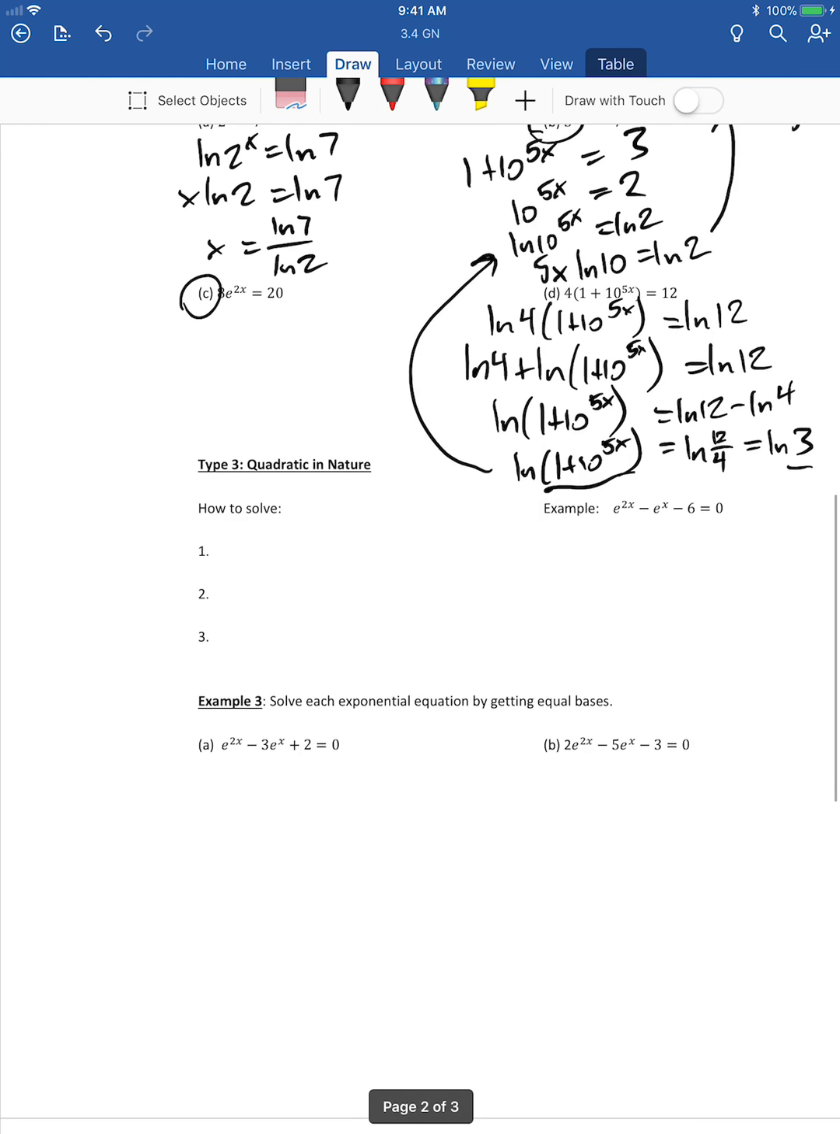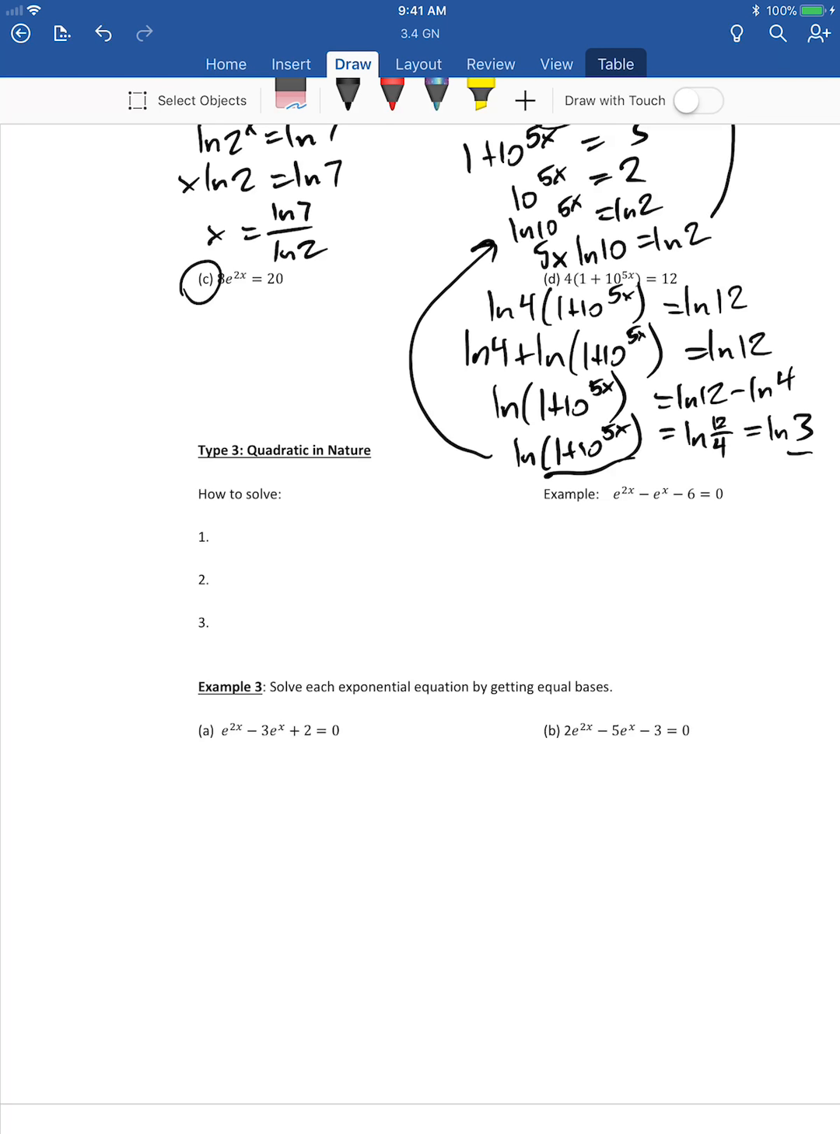All right, let's talk about the third and final type of exponential equation, and those are exponential equations that are quadratic in nature. Quadratic in nature, that's a special term, and that is a way of saying I have something squared, that same something to the first power, and then a constant. Just like a quadratic equation. Except this isn't x squared and x to the first power. This is e to the 2x and e to the x. But it's quadratic in nature is what we call it. So that means I'll be able to solve this just like I solve quadratic equations.